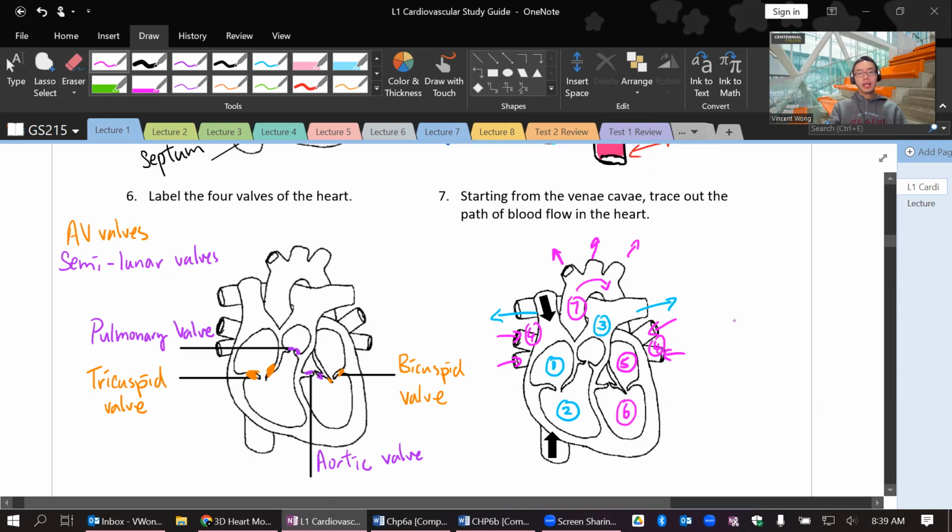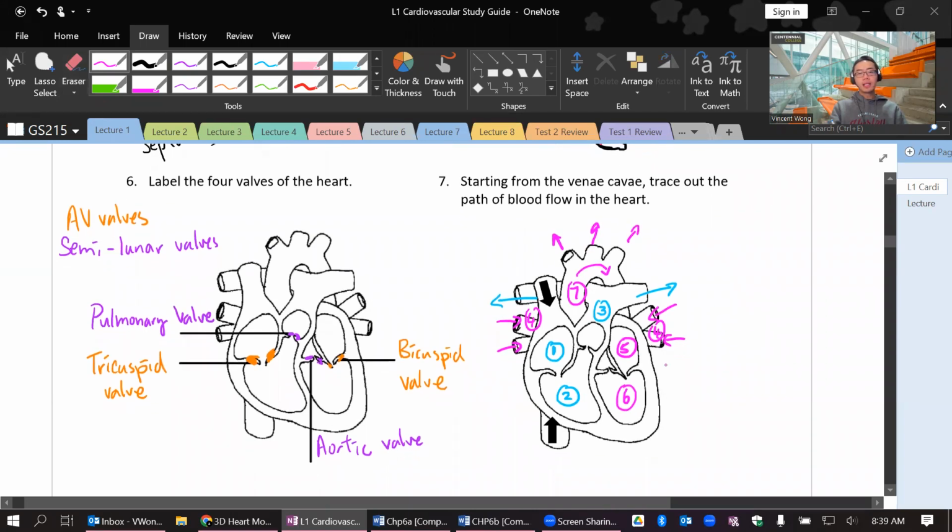Okay. Now, let's talk a little bit about the right ventricle versus the left ventricle. Which one do you expect to have a thicker myocardium? Myocardium is the muscle, right? Which one do you expect to have a thicker layer of myocardium, or do you expect them to be the same? The right ventricle, the left ventricle. What do you guys think?